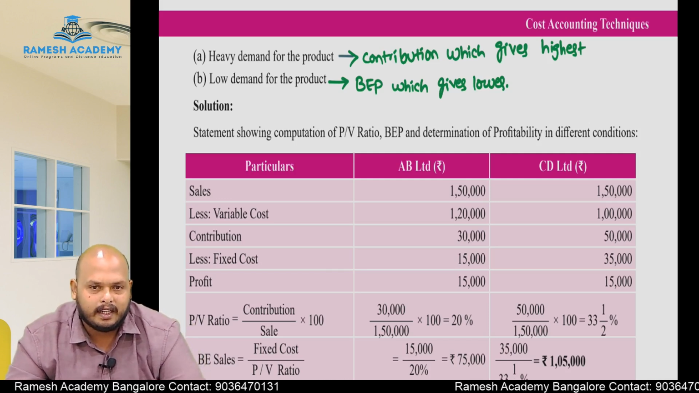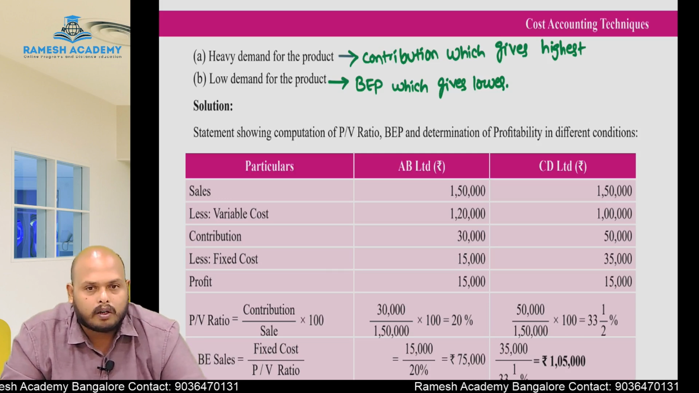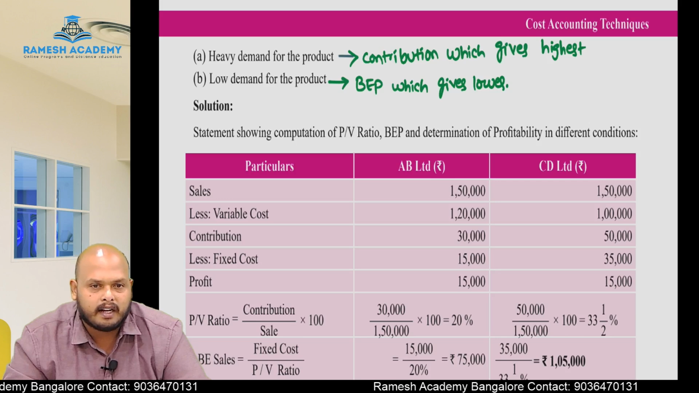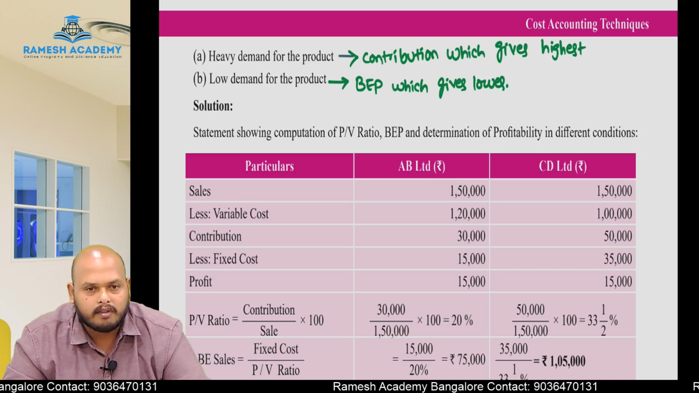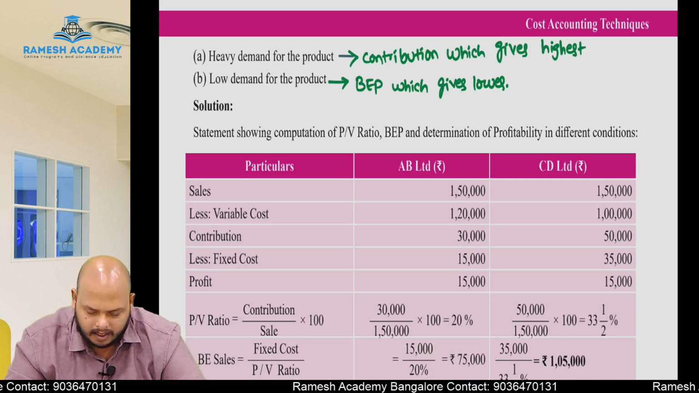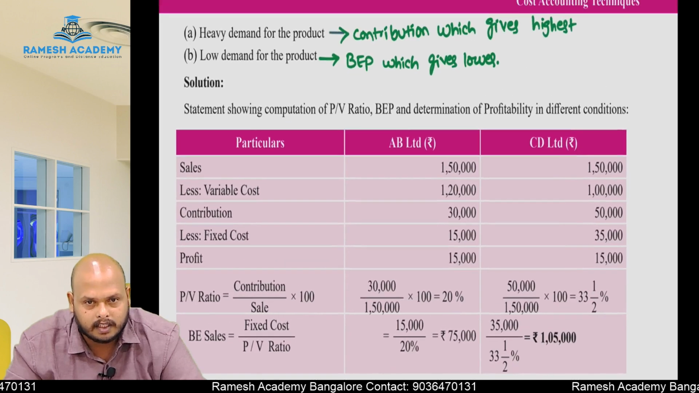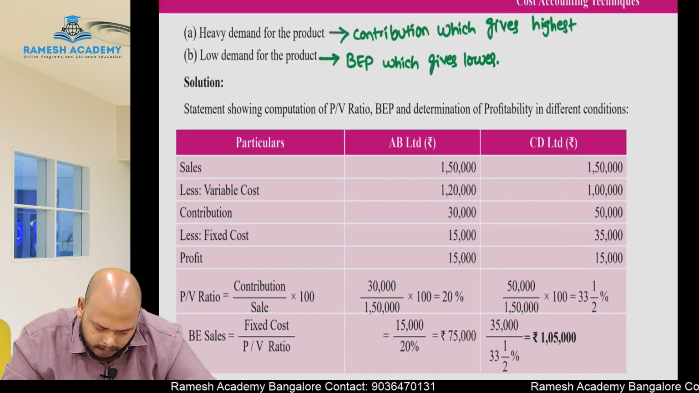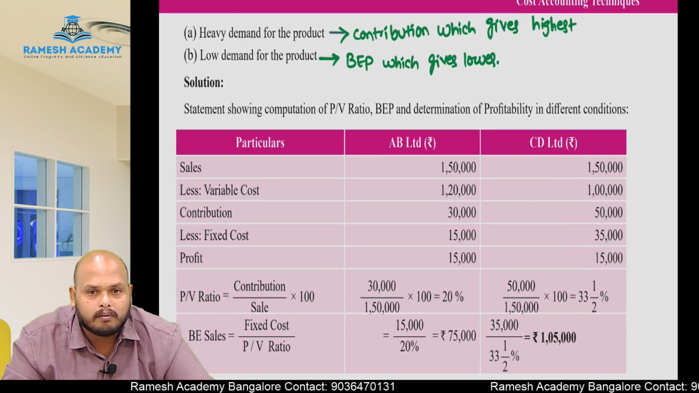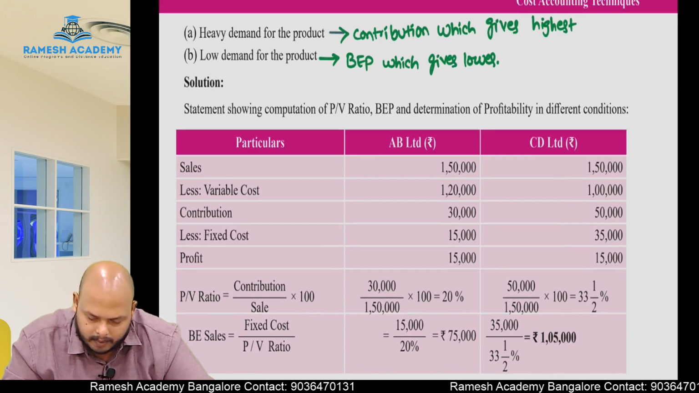Now let us calculate the contribution and break-even point. Then we can decide which is option A and which is option B: AB Limited and CD Limited. I hope everything is done here already, so we can see the same calculation here. Statement showing computation of PV ratio, break-even point and determination of profitability in different situations.